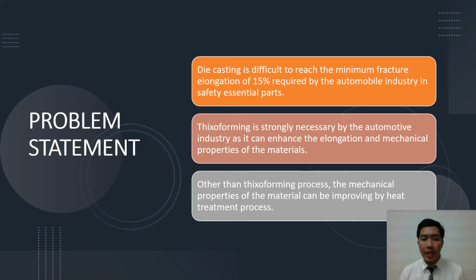For the problem statement, die casting has difficulty reaching the minimum fracture elongation of 50% required by the automobile industry in safety essential parts. THIXOFORMED is strongly necessary for the automotive industry as it can enhance the elongation and mechanical properties of the material. Other than the THIXOFORMED process, the mechanical properties of the material can be improved by heat treatment process.